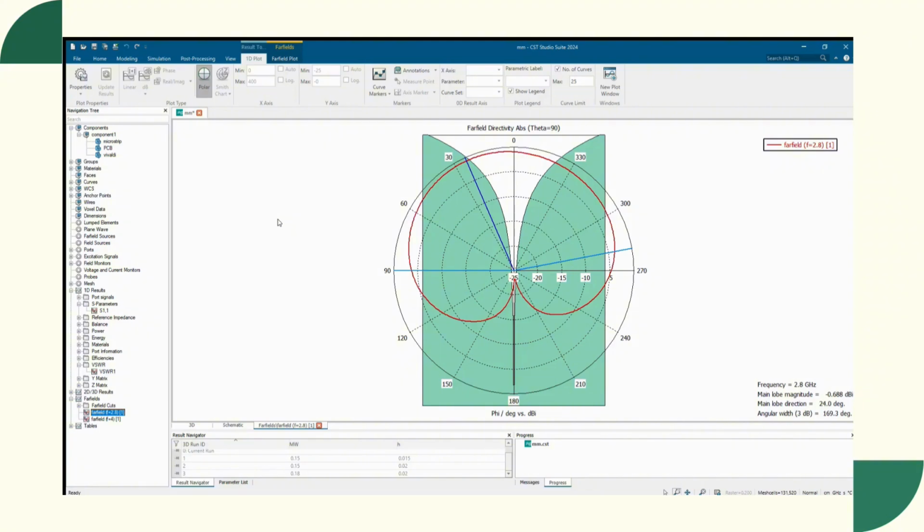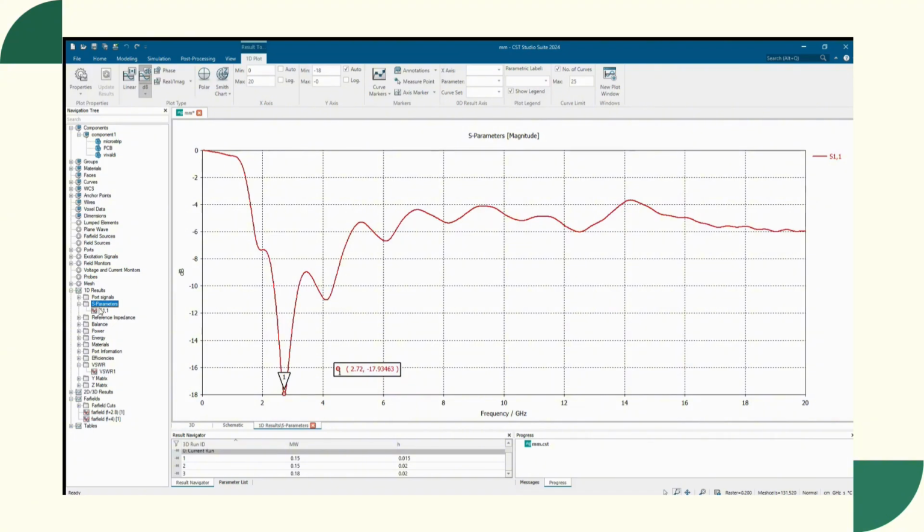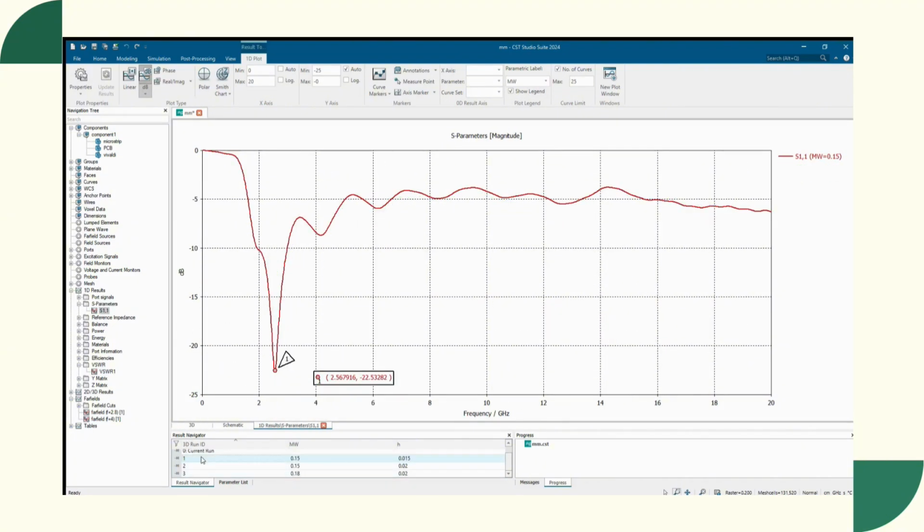So I want to show about the result and how it is valid. First of all is the S11, return loss. The best result is negative 22.69 dB at 2.55 or 2.56 GHz. This shows the excellent impedance matching that I mentioned in the report.